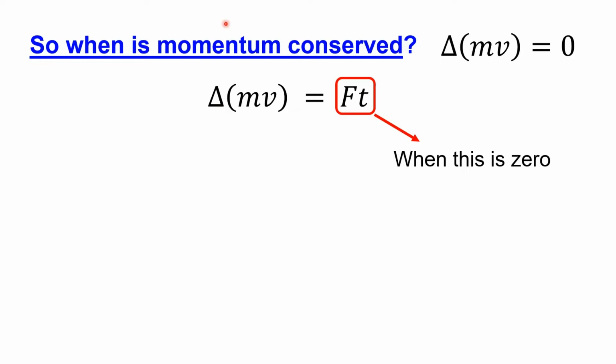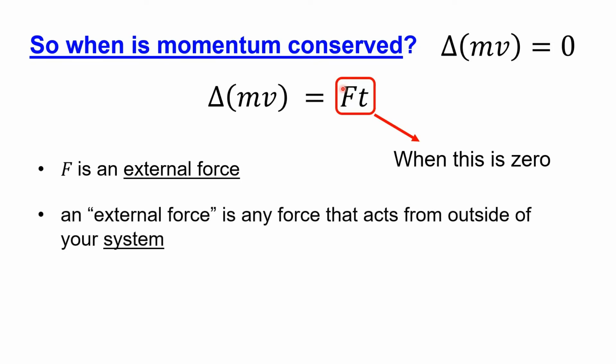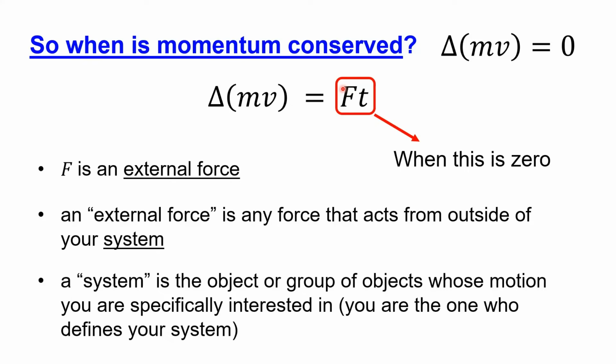So let's spend a little time going over F specifically. F is an external force. Now maybe you've never heard the term external force, so I should explain. An external force is any force that acts from outside of your system. This brings up a new question. What's a system? In physics, a system is the object or group of objects whose motion you are specifically interested in. So you are actually the one who defines your system.